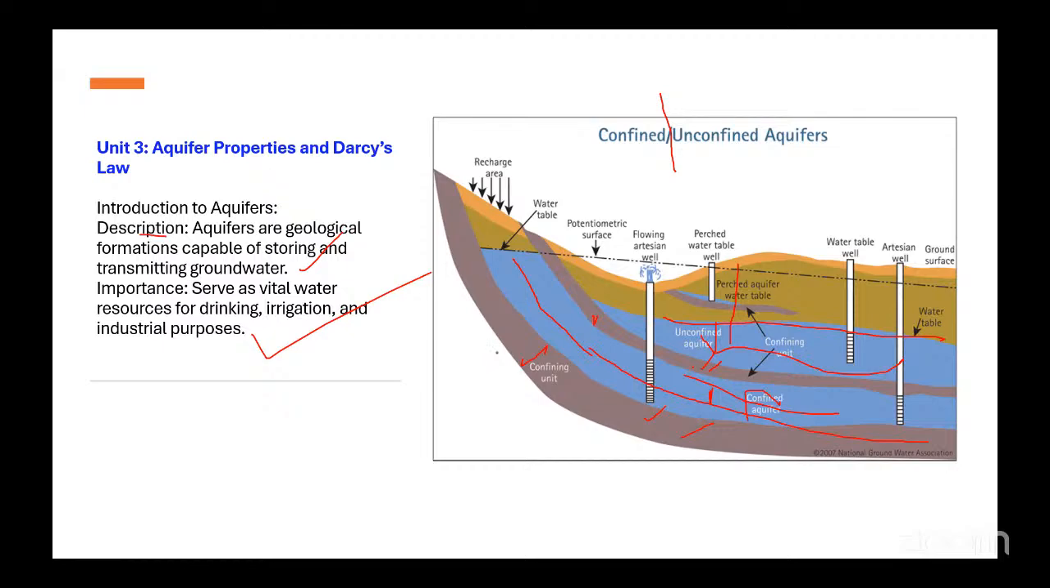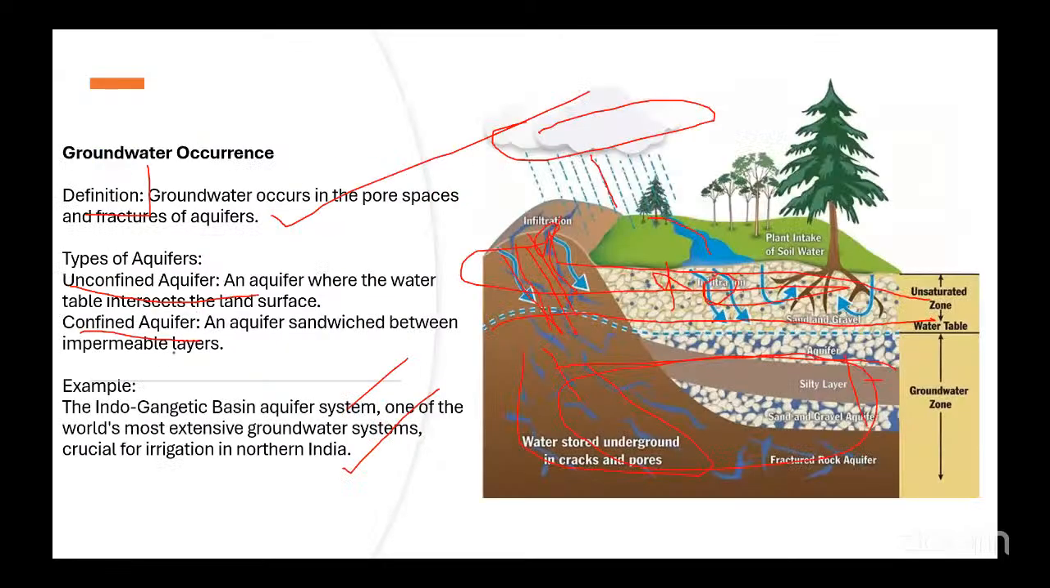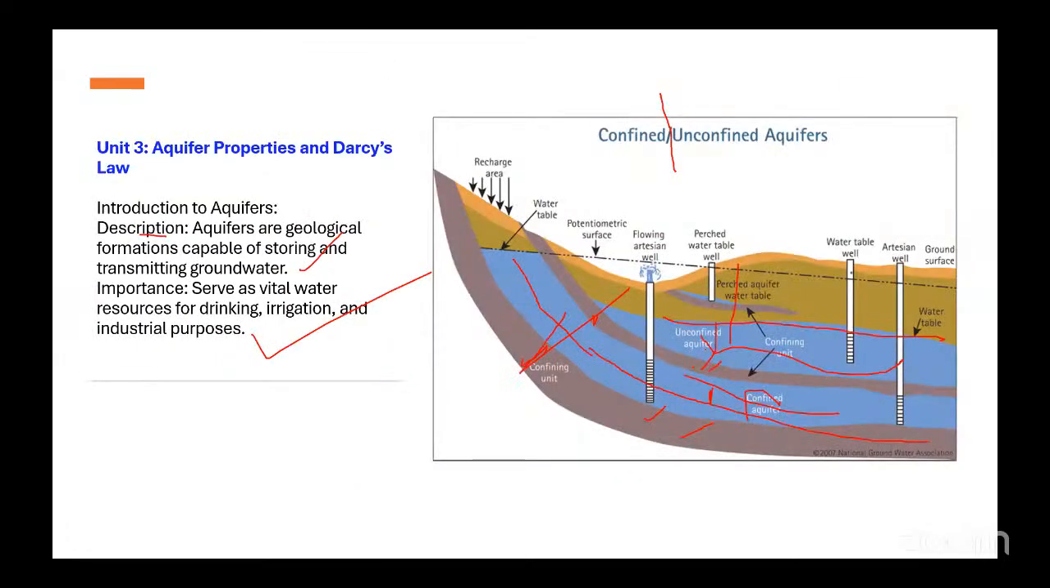This is the unconfined, this is the confined. This is sandwiched between two impermeable layers, whereas this is open. You can see the water table intersects the land surface. When it intersects the land surface, it is called unconfined. When it is sandwiched between impermeable layers, we call it the confined aquifer.